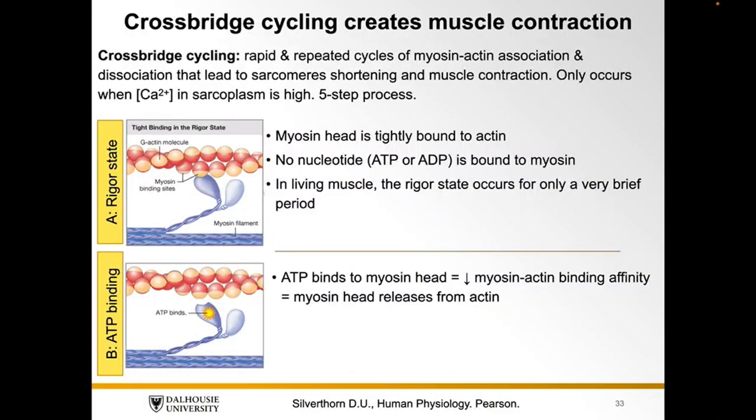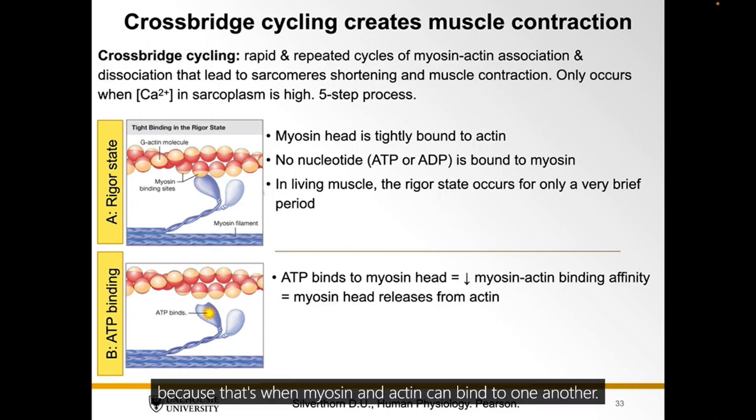And as we know, this can only happen when the concentration of calcium in the sarcoplasm is high, because that's when myosin and actin can bind to one another. So it's a 5-step process, which we're going to discuss here and in the next slide. So step 1, or step A, is called the rigor state.